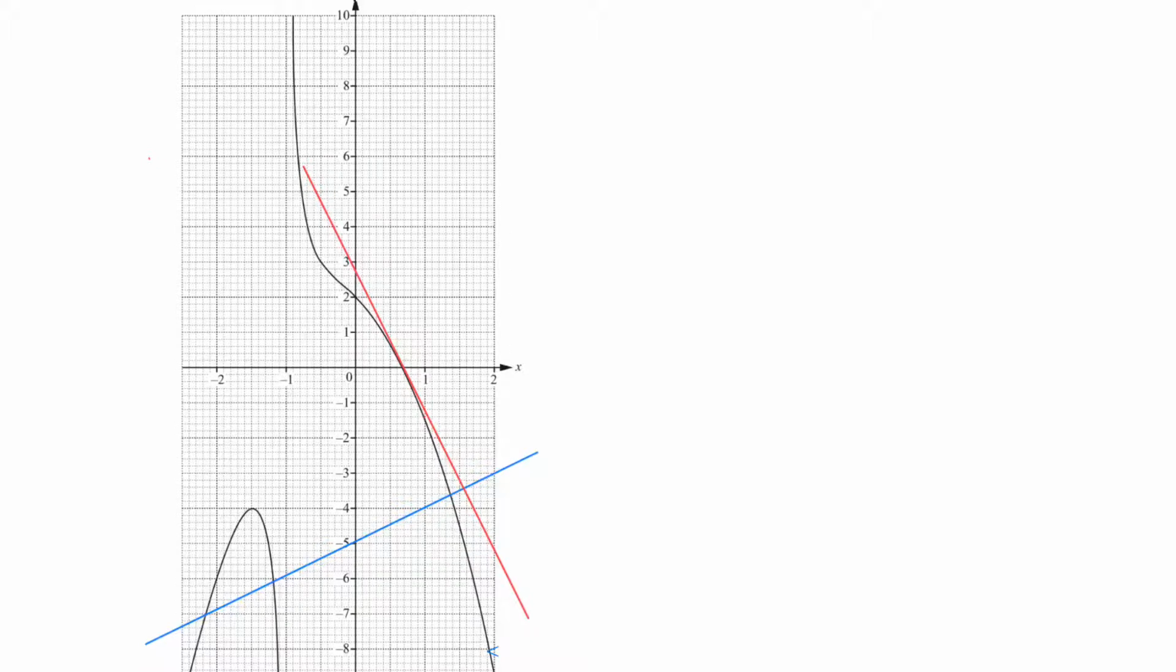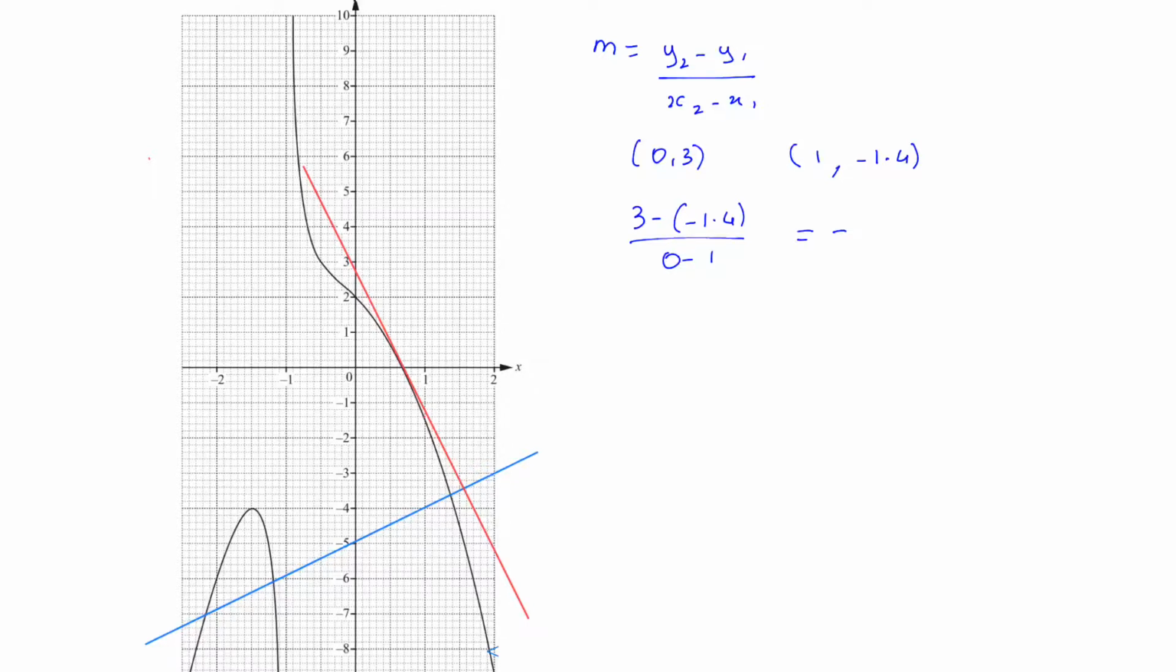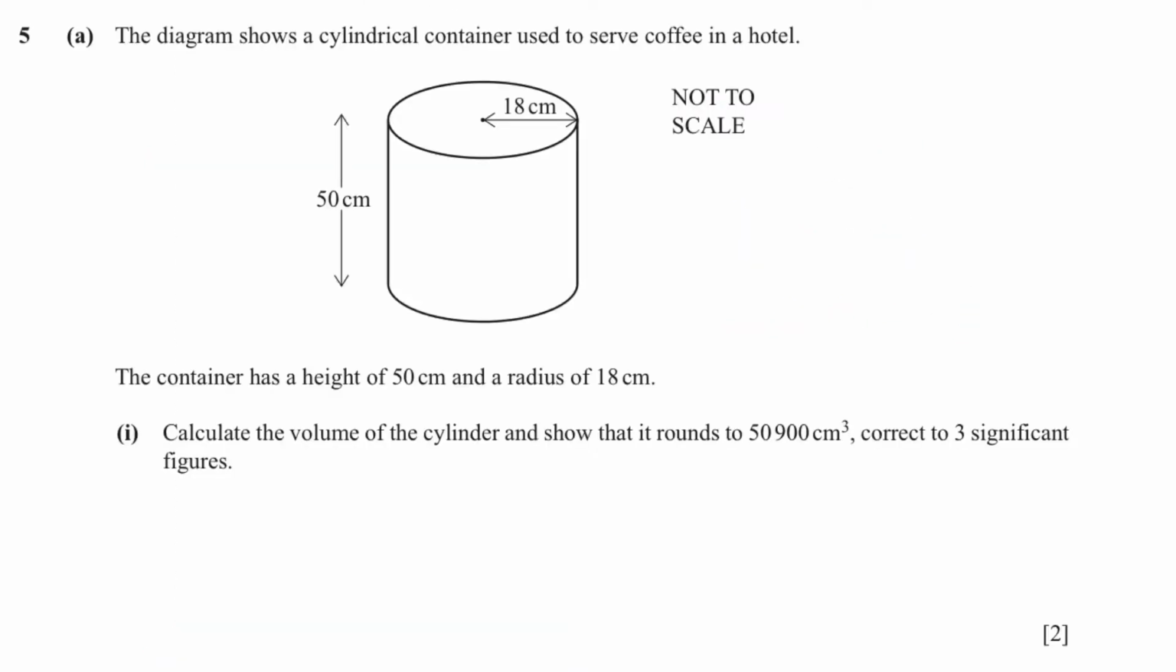Now to find the gradient, we use this rule, y2 minus y1 over x2 minus x1. You need 2 points. We'll take one here, 0 and 3, and we'll take 1 and negative 1.4. So these are my two y's, 3 minus 1.4 divided by 0 minus 1, and we will get negative 4.4. If your answer is between negative 6 to negative 4, it will be marked as right. Number 5.